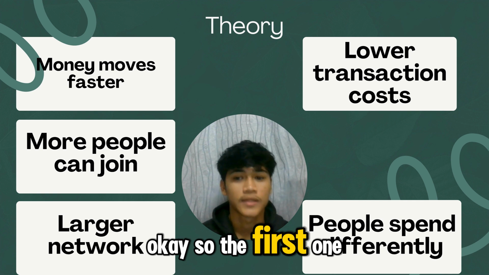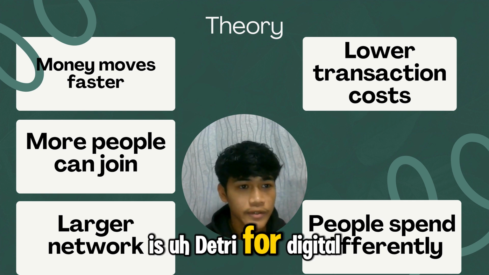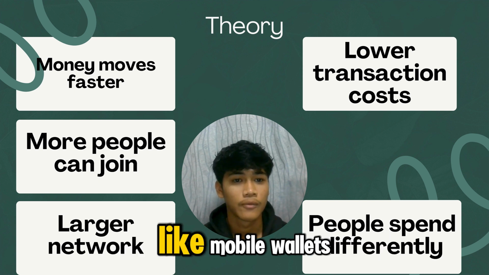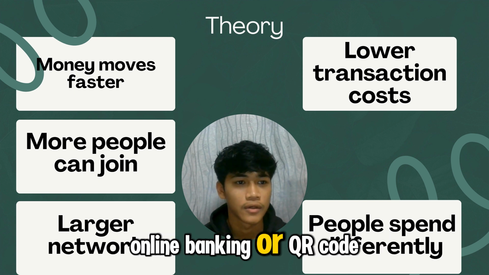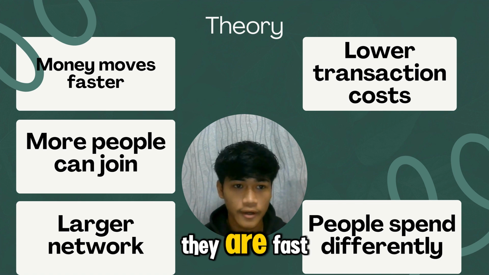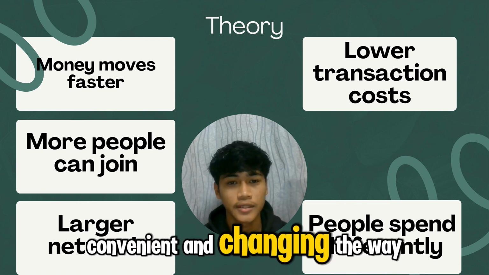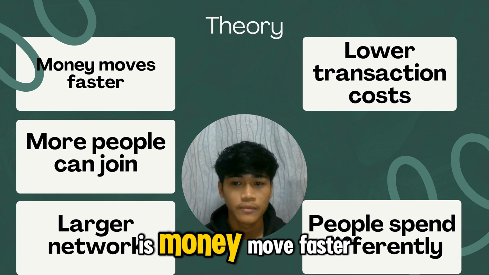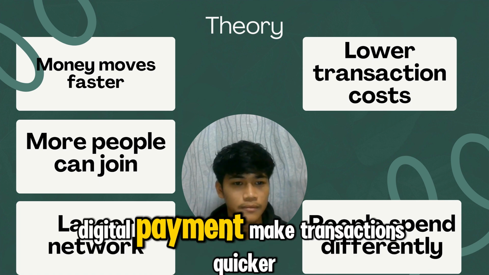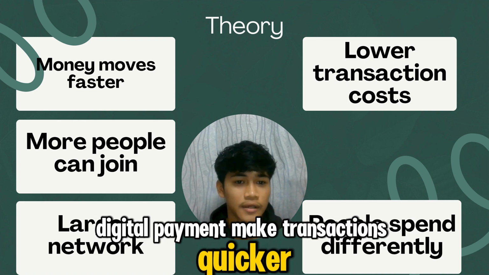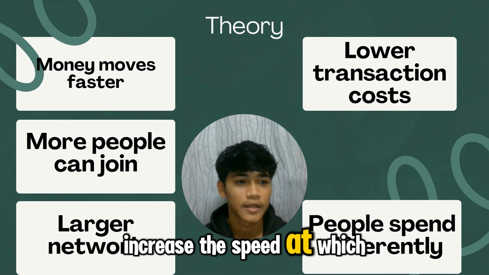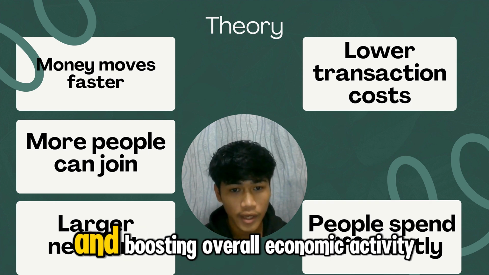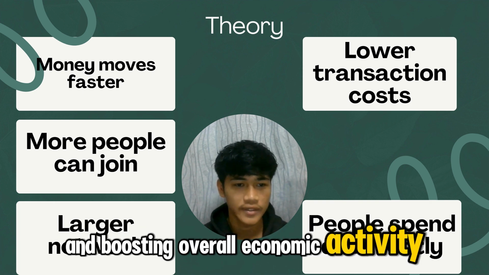Okay, so the first one is the theory of digital payment. Digital payments are systems like mobile wallets, online banking, or QR code payments. They are fast, convenient, and changing the way money moves. The first one is money moves faster. Digital payment makes transactions quicker. This increases the speed at which money flows in the economy, helping businesses grow and boosting overall economic activity.